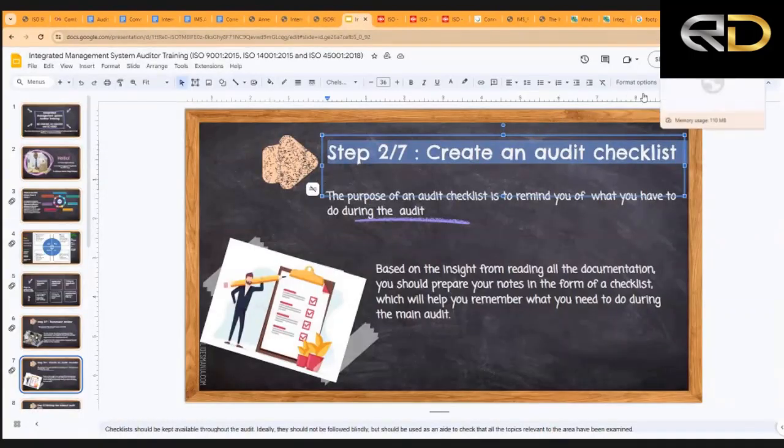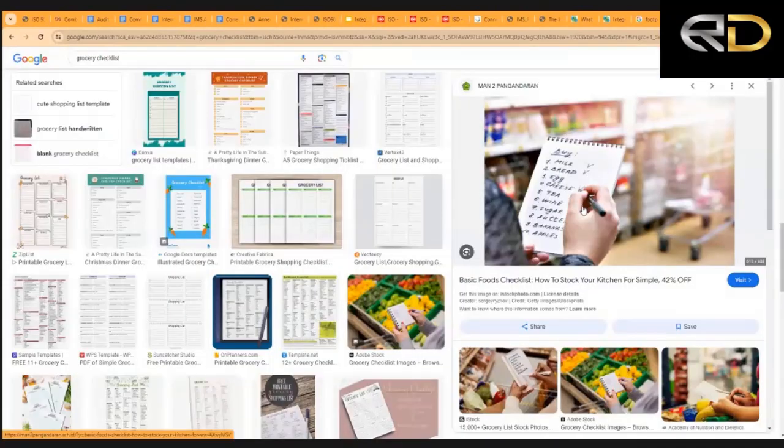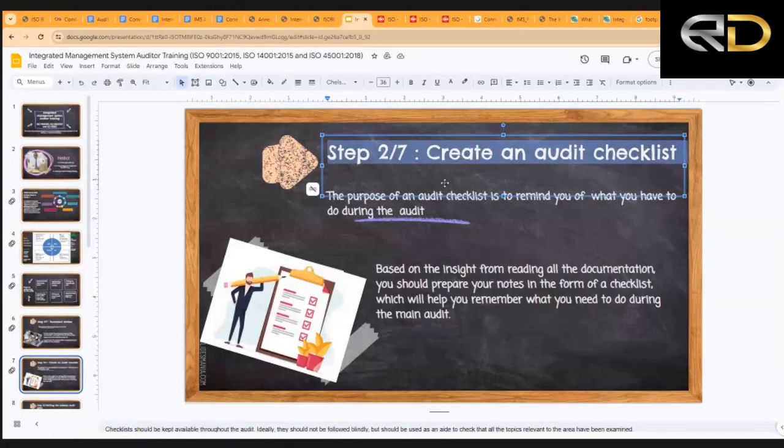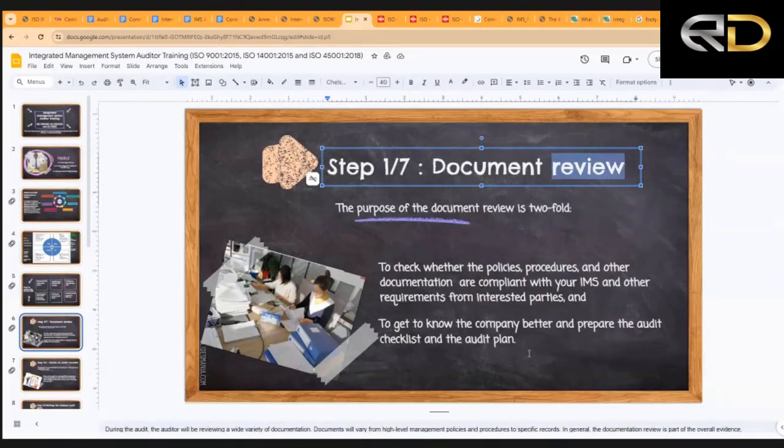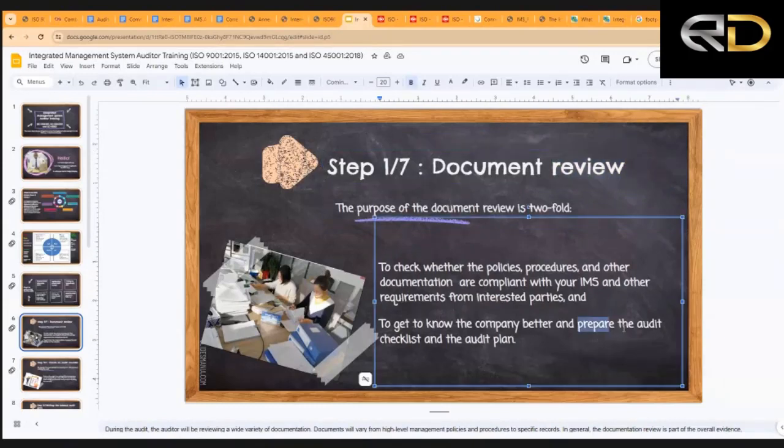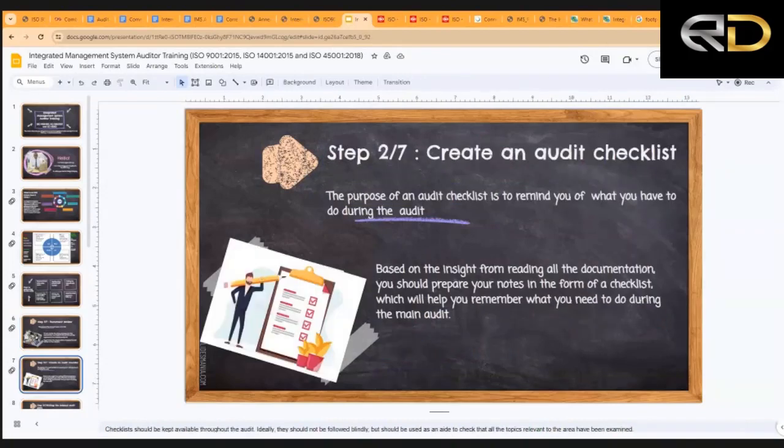So this grocery checklist right here, how is it similar to an audit checklist? Well, for starters, to create a checklist for your groceries, you first have to review what you have in your kitchen or in your pantry, right? You have to look at what you have and what you don't have so that you can determine what goes on the list. That is the same thing with this IMS audit checklist. It is basically created after the documented information review. That's why we say the documented information review is going to help me prepare the audit checklist. So that is the first similarity.